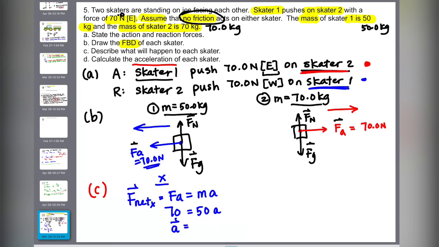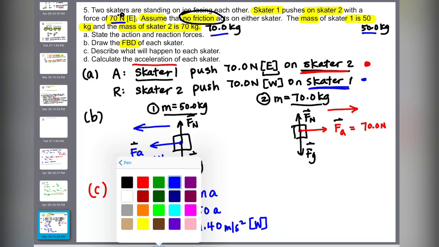So it worked out to be 1.4 meters per second squared. Check the number of sig digs. I know I changed the question on you, so we have 3 sig digs in total. So I'm going to have to stick a 0. Meters per second squared, and take a look at the direction: it is towards the west. So make sure you got all these covered. Do the same thing for Y.